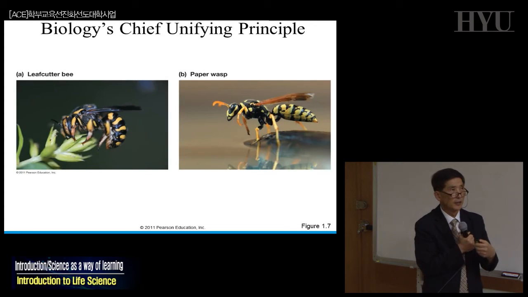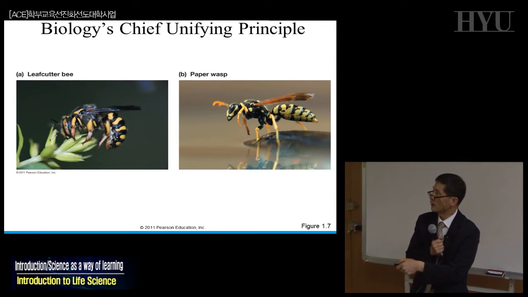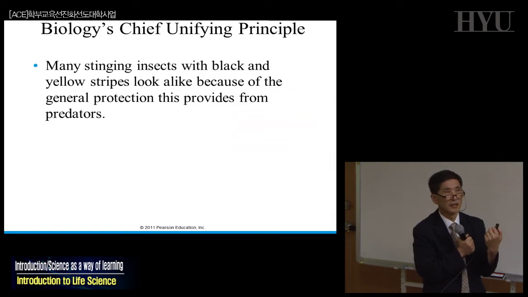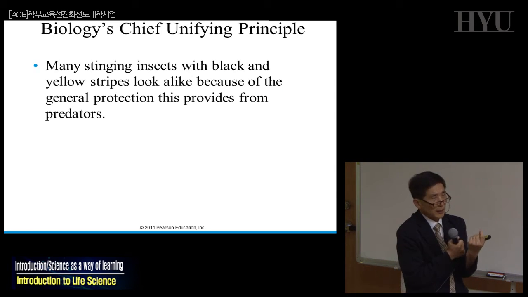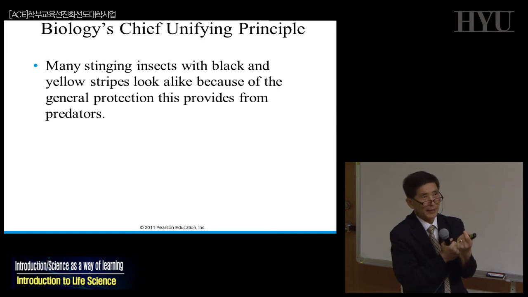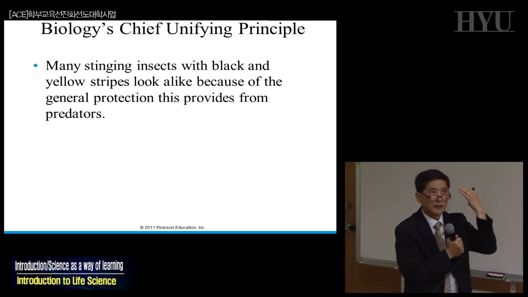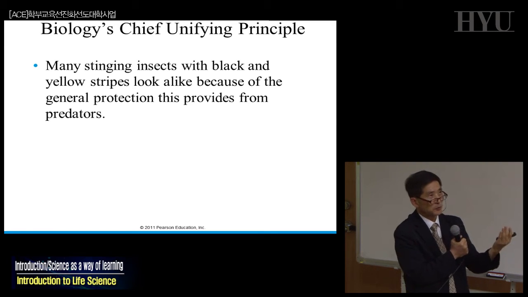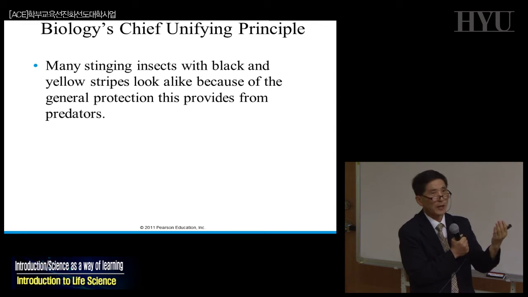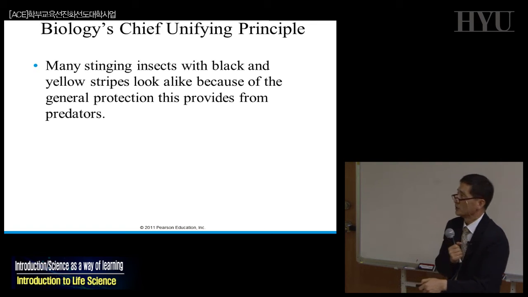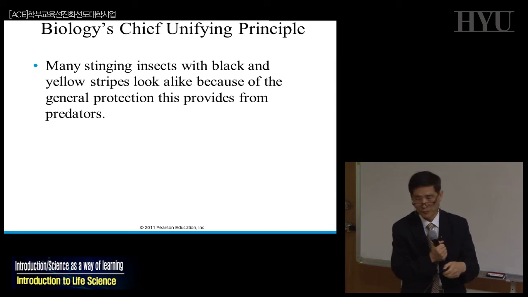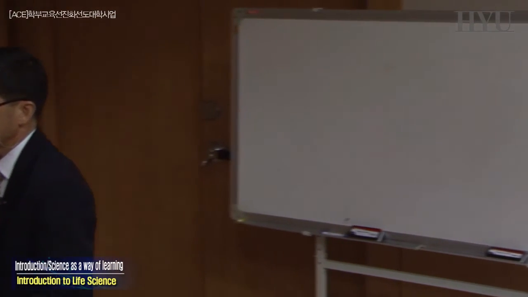Take another figure like this. All the bees have yellow and black colors. Many stinging insects with black and yellow stripes look alike. The question is why they became like this. Because one stinging bee happened to be yellow and black, and that gives protection against predators, because they remember they were stung once, and this guy is dangerous, yellow and black. That's why all the stinging bees, or some of the non-stinging bees, become yellow and black. So this provides general protection from predators. Okay, that's it for chapter 1.